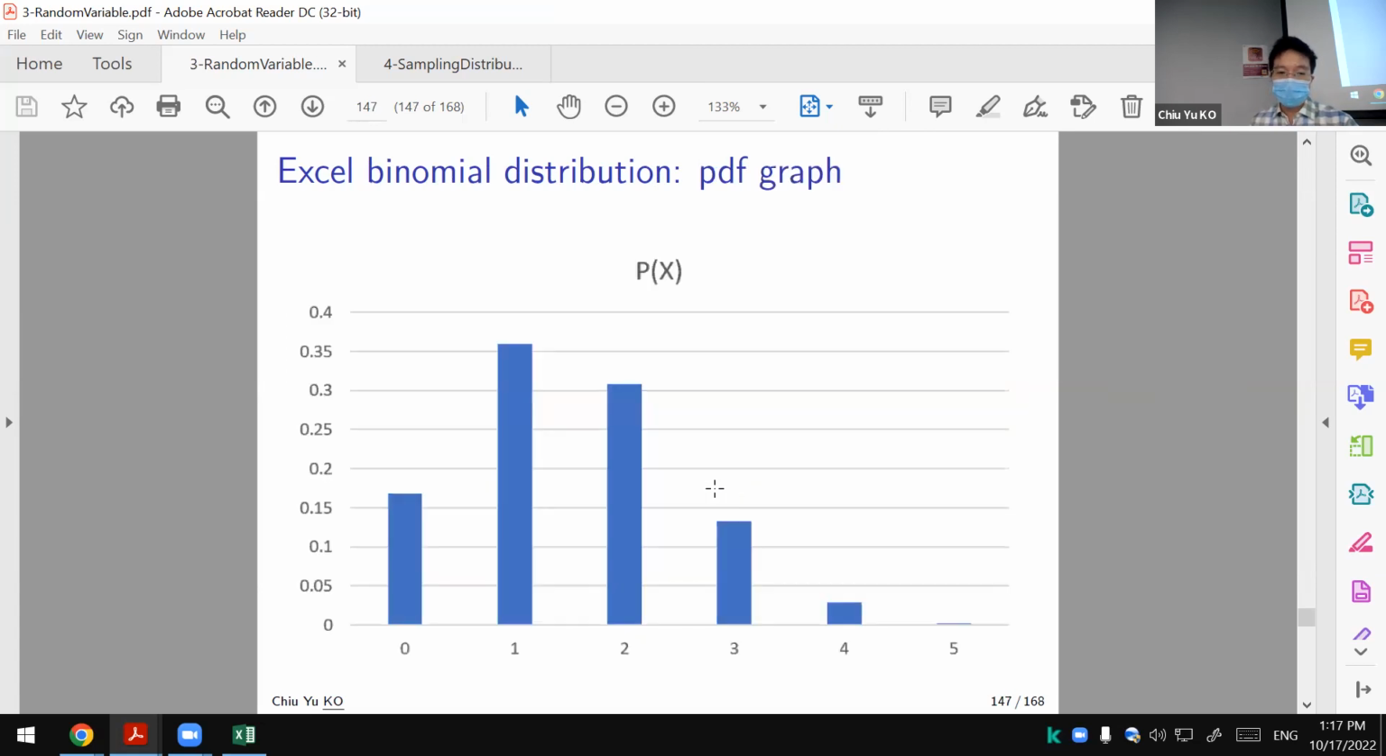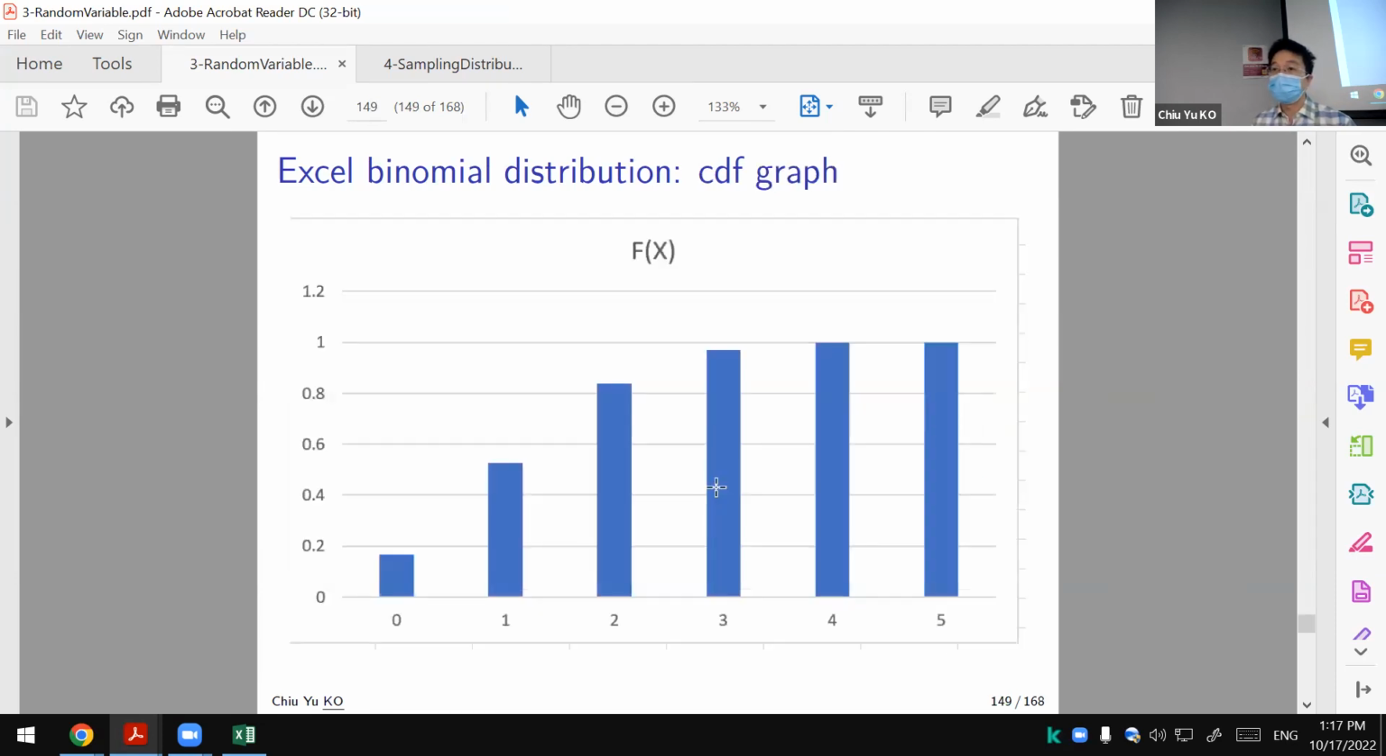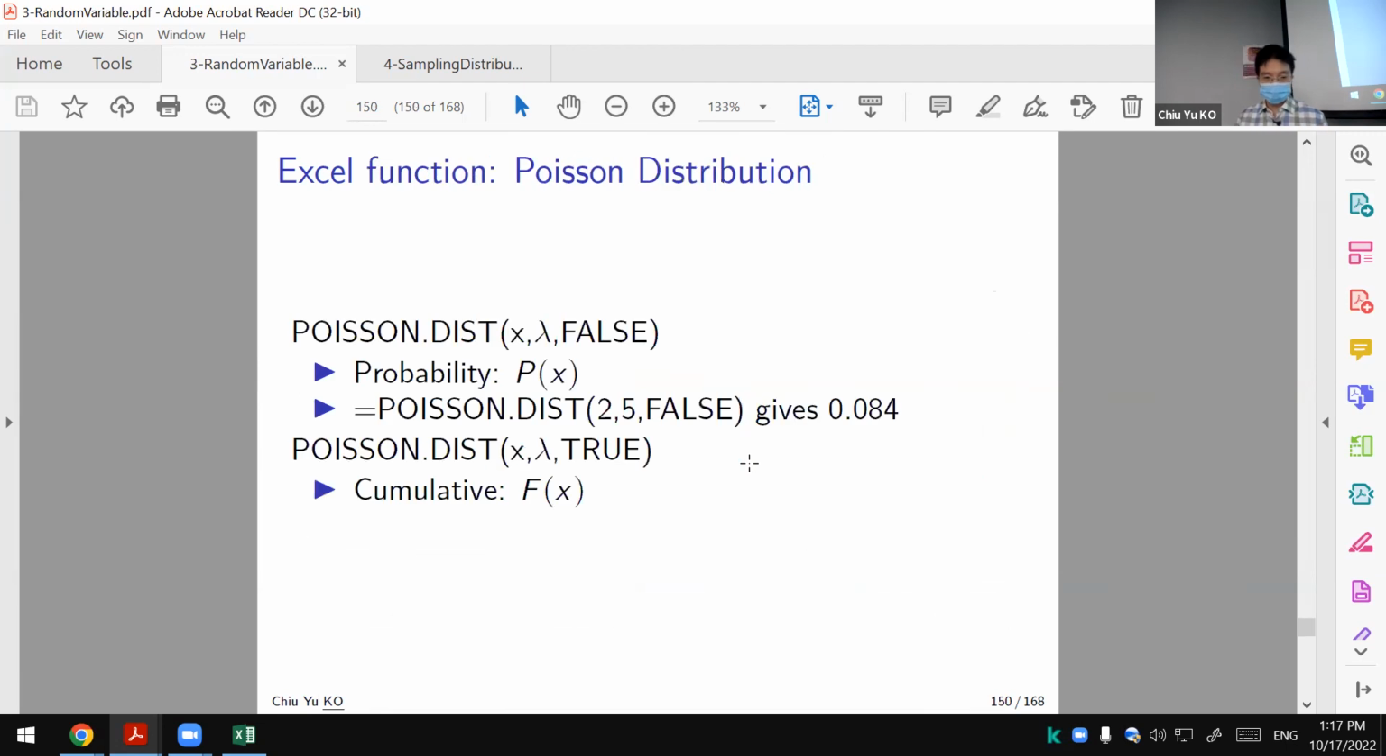This is how you can draw those things by yourself, if you want to know F and P. It's just the bar graph. I'm not going to repeat that because you should have learned that in our topic 1, right? How to draw a plot like this.